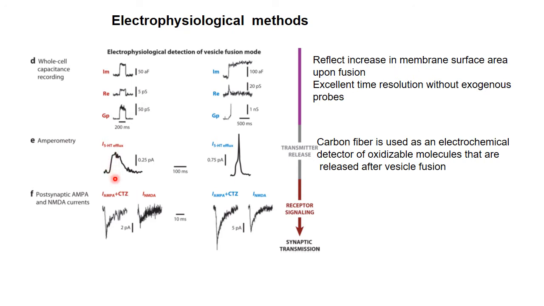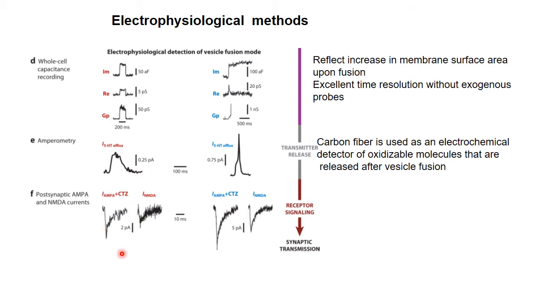And again, in the case of kiss and run, you're going to have a temporary and smaller increase, while in the case of full fusion, you will usually have a shorter foot and then a higher increase. And in this case serotonin was measured, so you have much bigger release. Keep in mind that there are different scales here, 0.25, 0.75, so this is a much bigger increase than we have with the kiss and run.